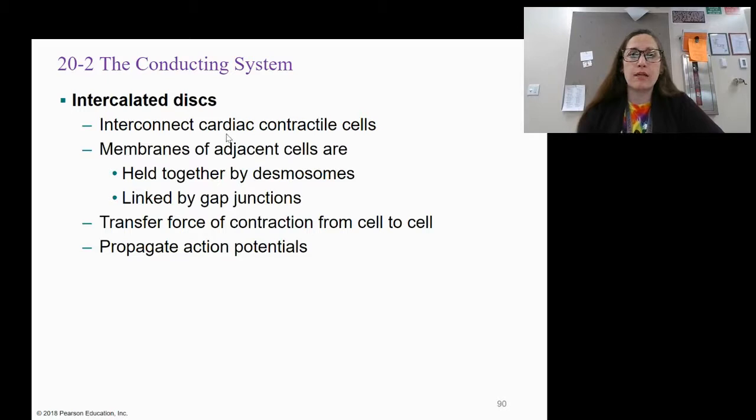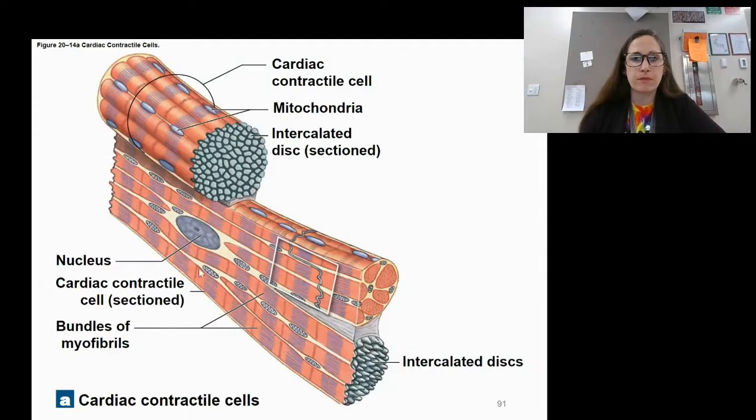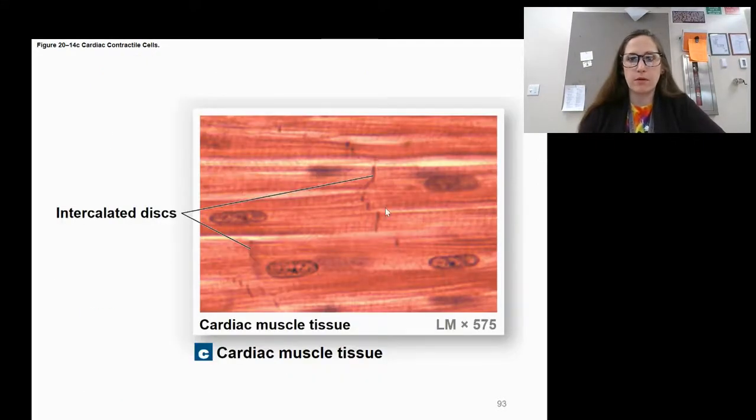Last piece here for the conducting system has to do with the contractile cells. In those cardiac contractile cells, there is a structure called an intercalated disc. Basically, the membranes within the cardiac muscle cells are linked together by what's called a gap junction. That is a little bit of space, which allows for the electrical impulse to jump from one cell to another. We can see an example of these intercalated discs here, in a light microscope version of cardiac muscle.